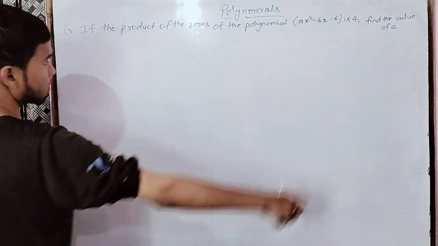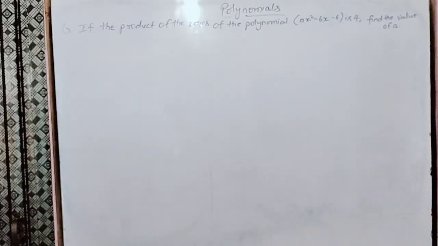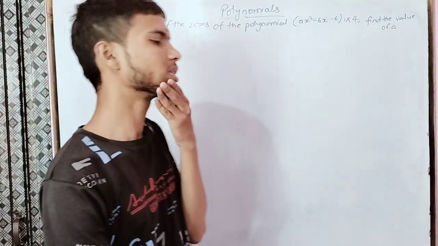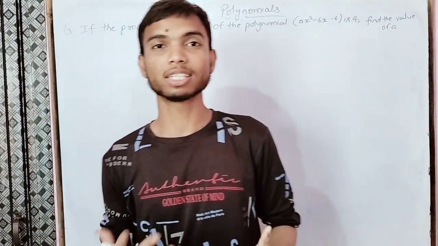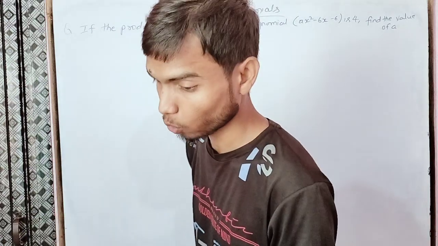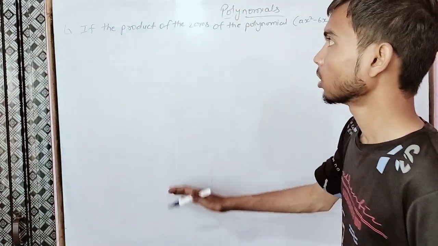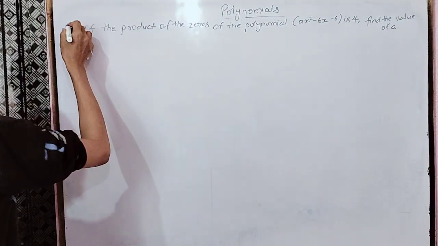Here A is not an alphabet. Okay, A is not an alphabet. Now you have to read the question. What is the question saying? Then you will have clarity. You will not get confused.